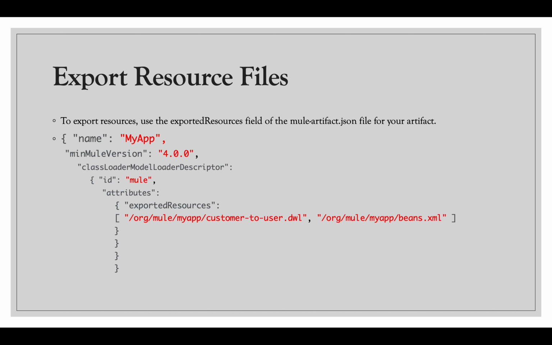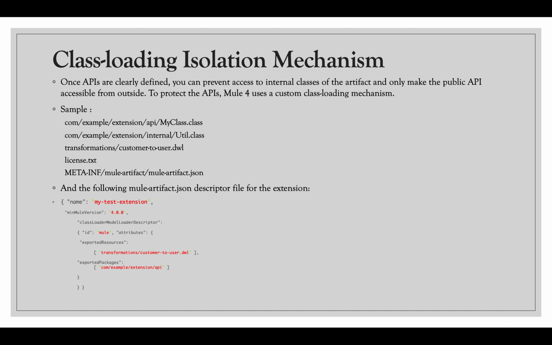We will be covering both of these, Java classes as well as resource files, in our use case as well. Now, the class loading isolation mechanism. Once APIs are clearly defined, we can prevent access to the internal classes of the artifact and only make the public API accessible from outside.